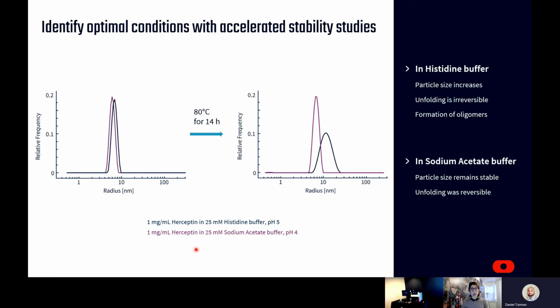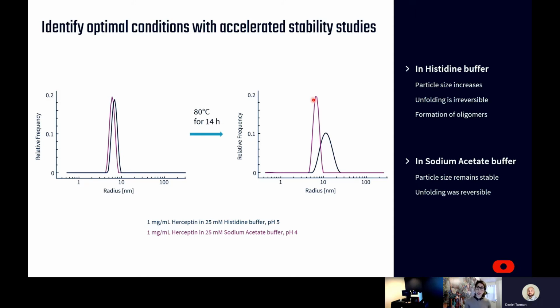So we're looking at an accelerated stability study with Herceptin in 2 different formulation buffers, histidine and sodium acetate, incubated at 80 degrees for 14 hours. And we can see that in the sodium acetate buffer shown by these purple plots, there's really no significant change in the hydrodynamic radius after incubation of the sample. We have a very tight, narrow peak. So the protein is very monomeric and there's no shift in that radius and it's still pretty narrow.